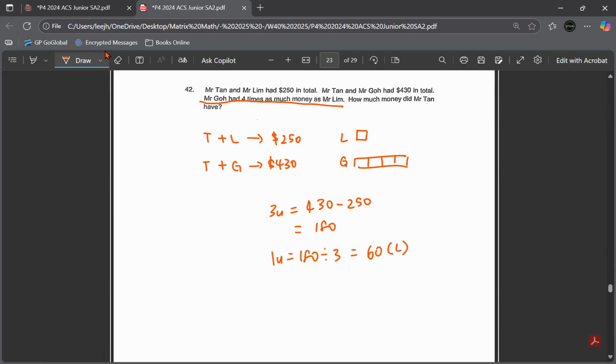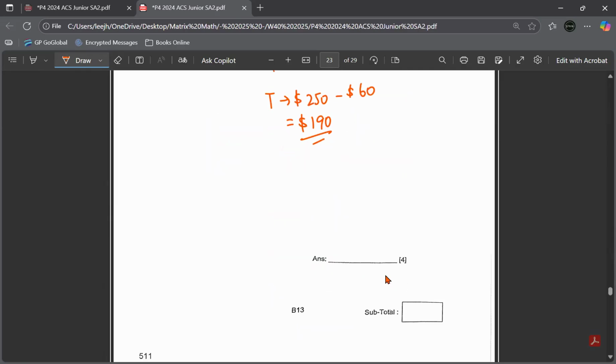So this is what Mr. Lim has. How much money does Mr. Tan have? Because Mr. Lim is 1 unit, so this is $60. How to find Mr. Tan? You just take 250 minus 60. Answer is $190. So this is the answer. Just write down.